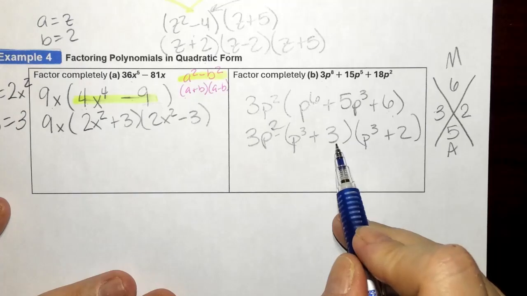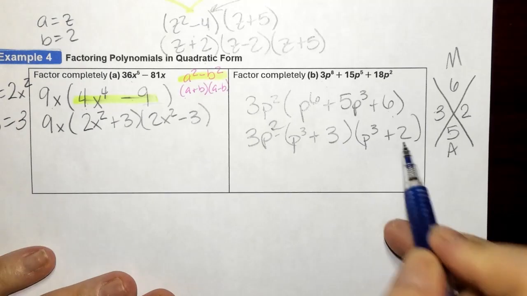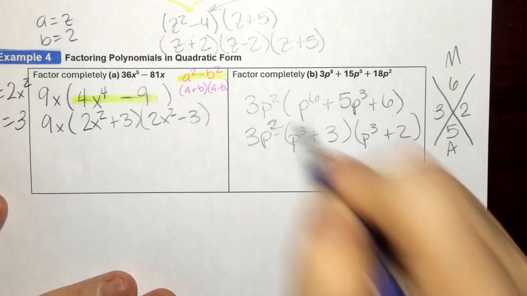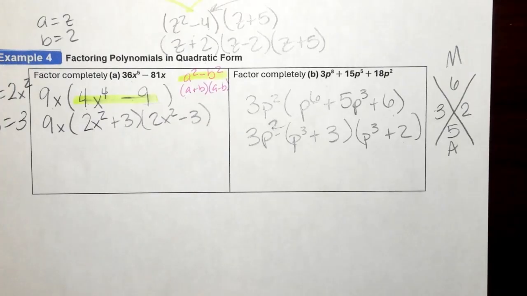Now, can we factor any further? Is this a perfect cube or is that a perfect cube? They are not. So this is as far as we can go.